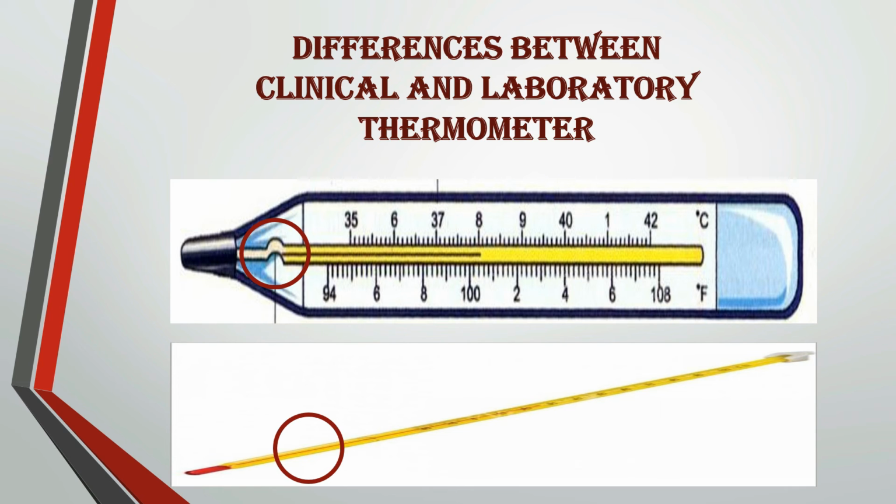Differences between clinical and laboratory thermometers. Clinical thermometer is scaled from 35 degrees Celsius to 42 degrees Celsius or from 94 degrees Fahrenheit to 108 degrees Fahrenheit. Laboratory thermometer is generally scaled from minus 10 degrees Celsius to 110 degrees Celsius. Clinical thermometers have a kink. There is no kink in the laboratory thermometers.